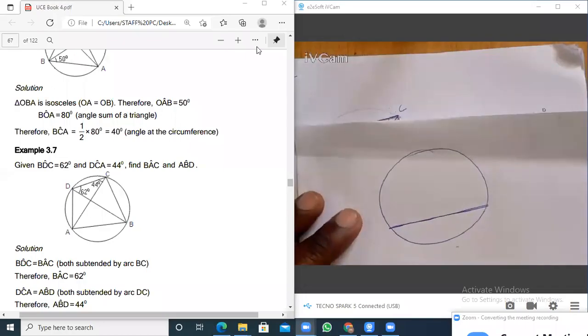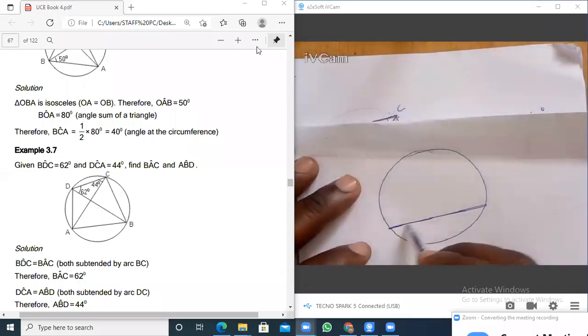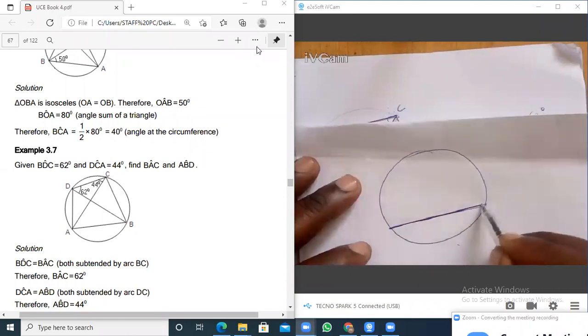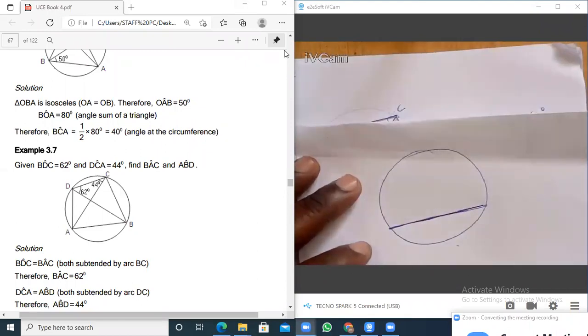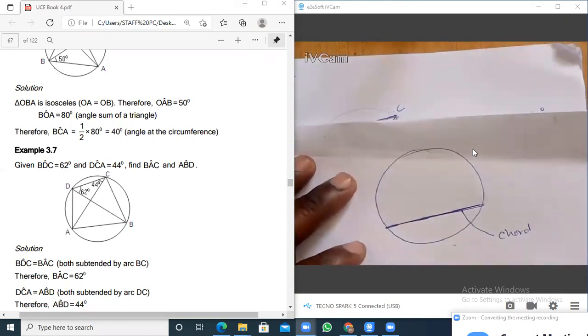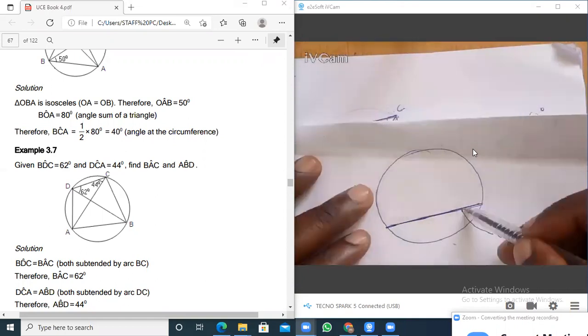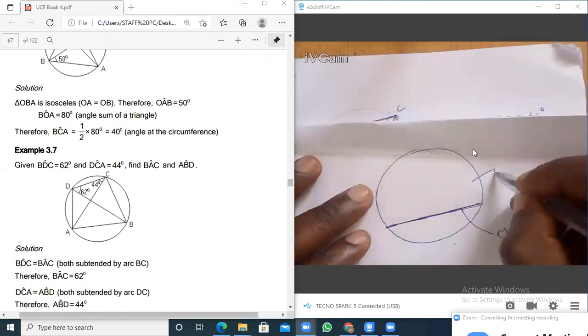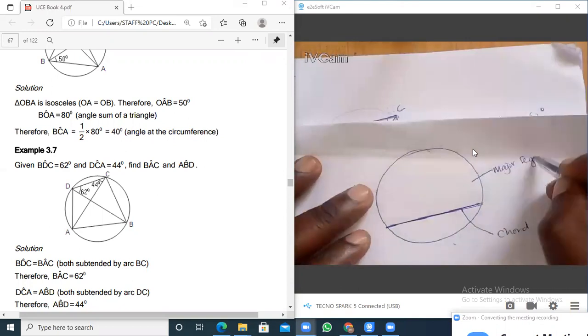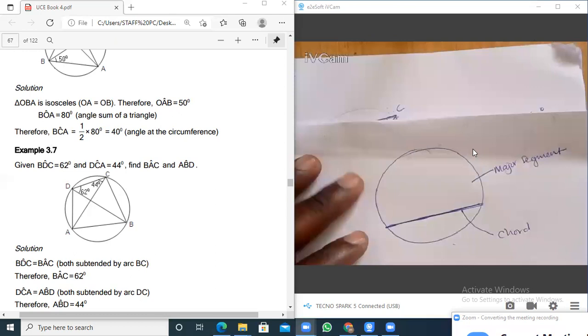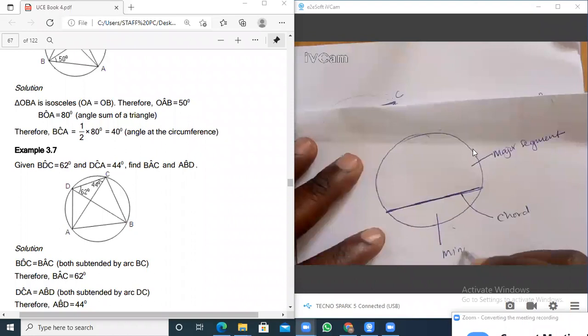So a line that is drawn, members, this line is called a chord. Correct? This line is called a chord. Now, it creates two segments. The bigger part is what we call the major segment, and the smaller one is what we call the minor segment.